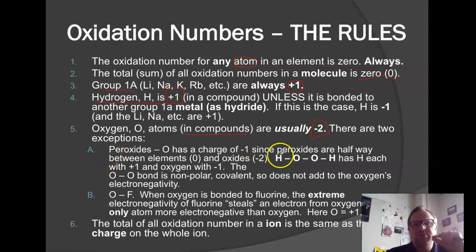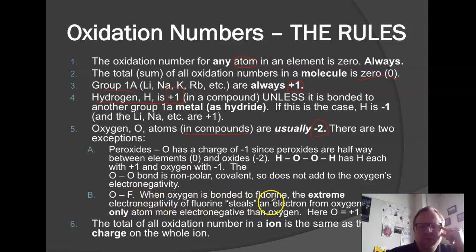If oxygen is bonded to hydrogen in a peroxide, then the oxidation number for oxygen is -1 in this case. I've never seen it pop up. It's not going to pop up on my test, but I want to make you aware of it just in case there's a scenario where it does for some reason pop up on the diploma exam this year.